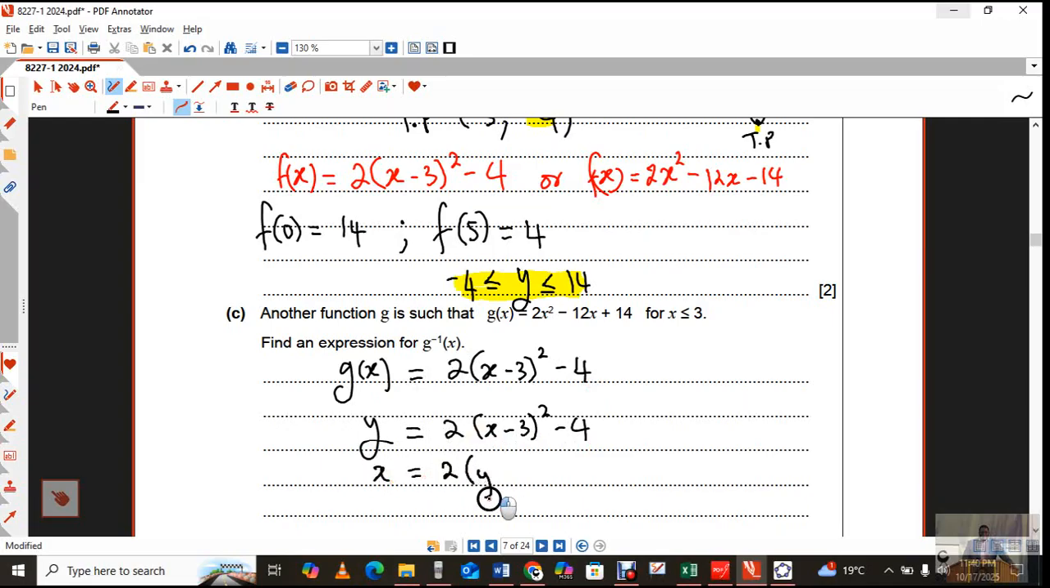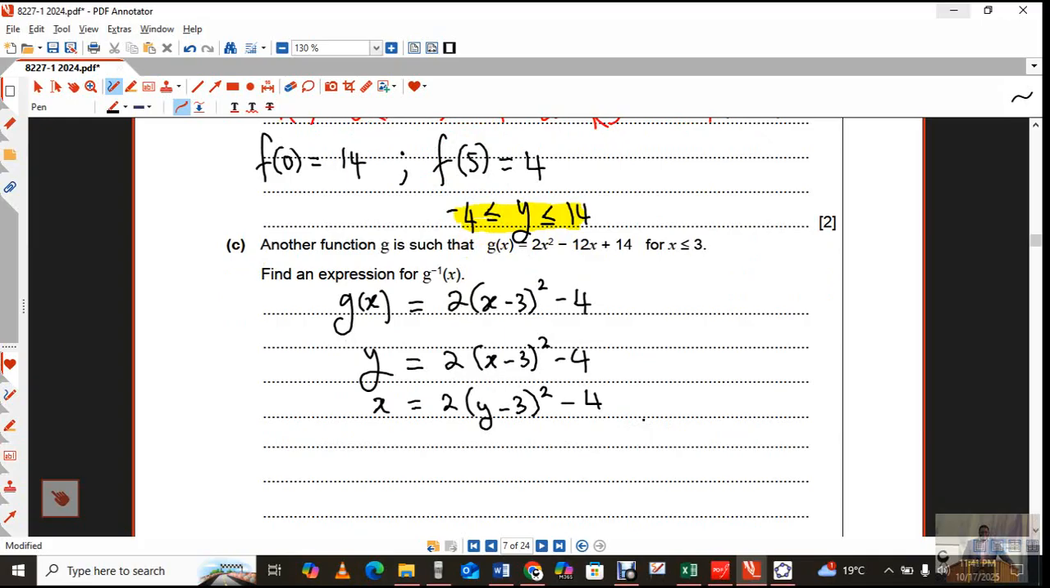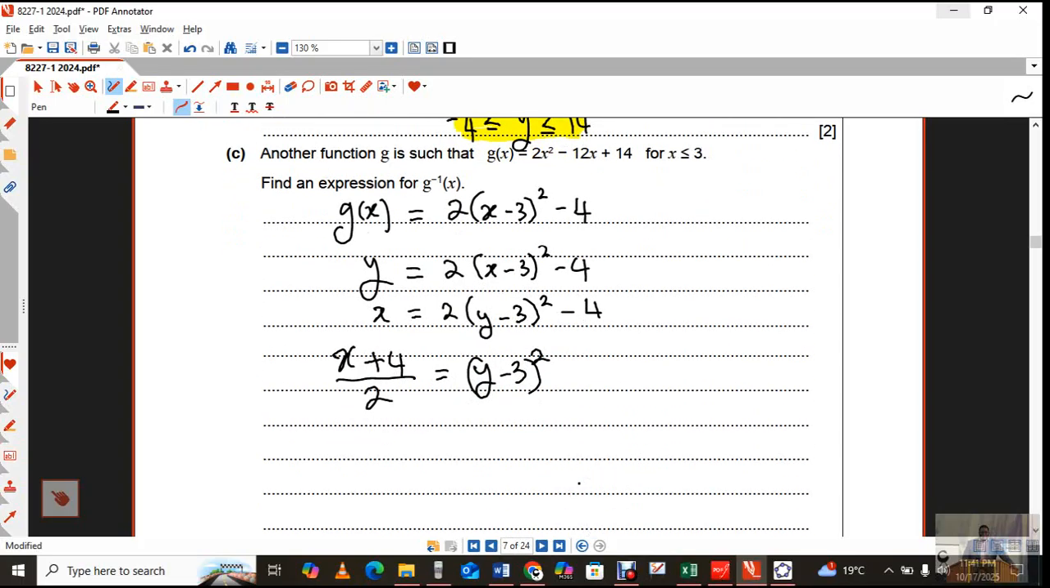When you want to find the inverse of a quadratic, you need to have it in vertex form. The objective here is to make y the subject of the formula. So I'm going to have (x plus 4) divided by 2 equal to (y minus 3) all squared. To get rid of that square, I must take the square root of both sides. So the square root of (x plus 4) over 2 is equal to y minus 3.